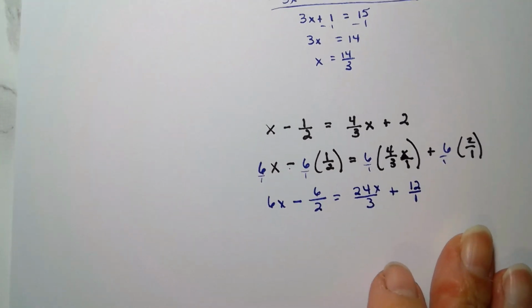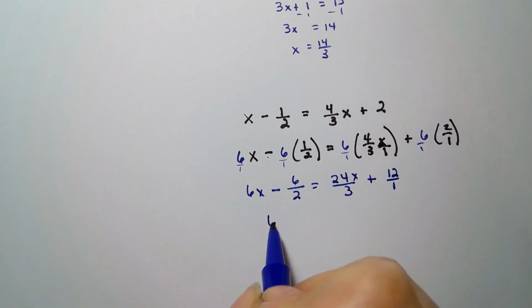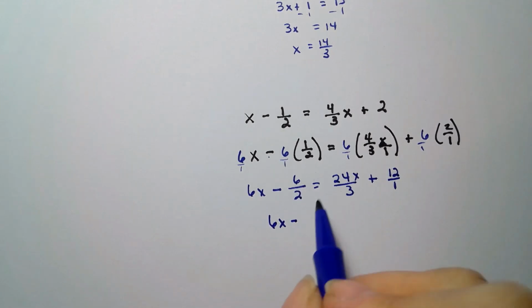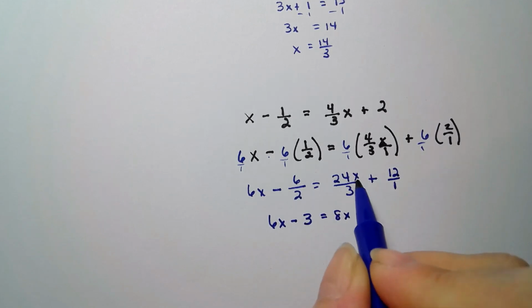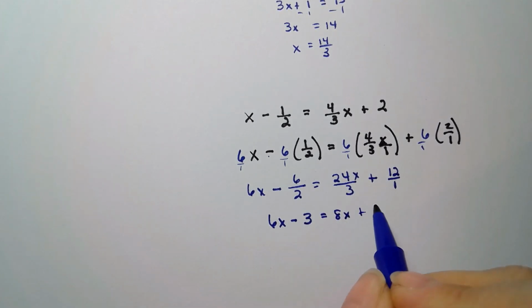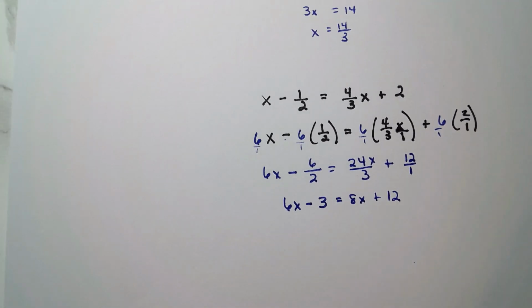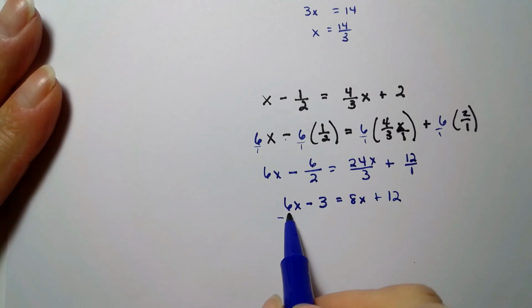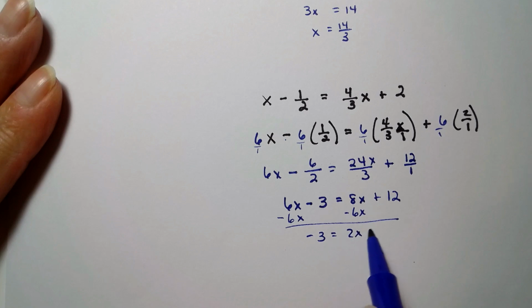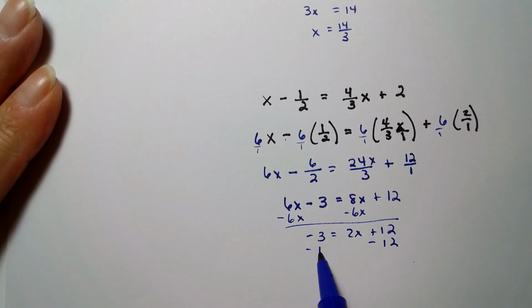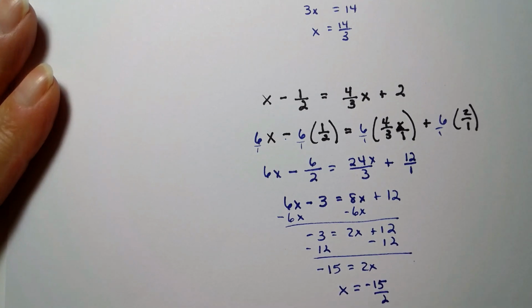Now if I reduce this, I can't do anything with the 6x. I know that 6 divided by 2 is 3. I know that 24 divided by 3 is 8 times x, so don't forget your x. And 12 divided by 1 is just 12. Now I've got a simple equation again. I can combine like terms, so perhaps subtract 6x from both sides. We have negative 3 is equal to 2x plus 12. Subtract 12 from both sides, so negative 15 is equal to 2x. And so x is equal to negative 15 halves.